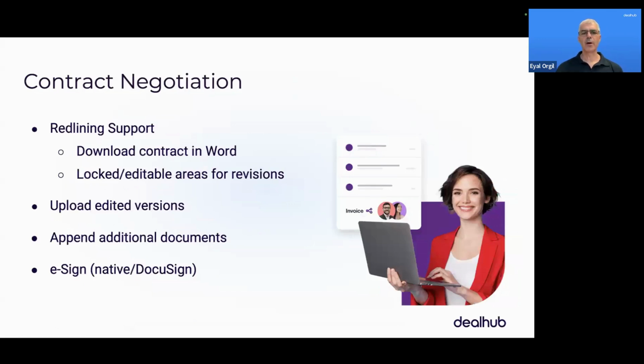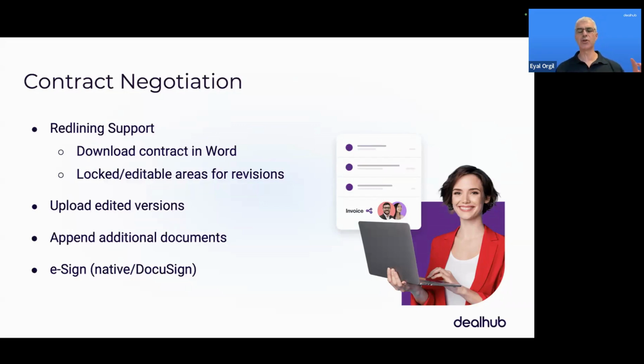When we come to the point of negotiating in our contract, that's when we're going to have the ability to do redlining. And redlining support with DealHub basically allows the user, the end customer, the buyer, to download the contract, and we'll be able to download that in a Word version. What we're going to do, though, is make that Word version editable in the sense that you're going to have certain areas that you're going to lock off.